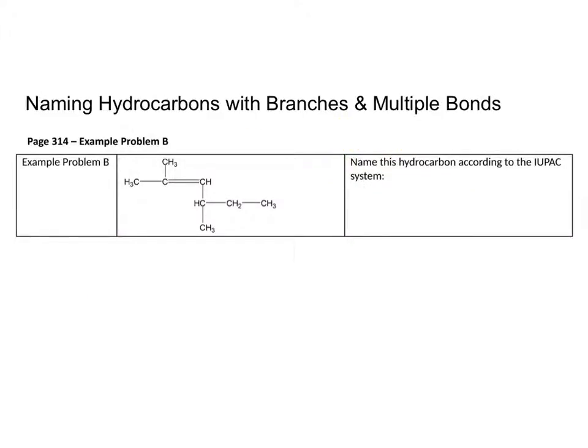Trying another one. In this case, I see that there's a double bond. So the first thing I notice is that it's going to be an alkene. Okay, and so I'm going to go ahead and highlight the longest continuous chain I can find, which is 1, 2, 3, 4, 5, or 1, 2, 3, 4, or 1, 2, 3, 4, 5, 6. So I'm going to say that the longest continuous chain is 6. So it's a hexene.